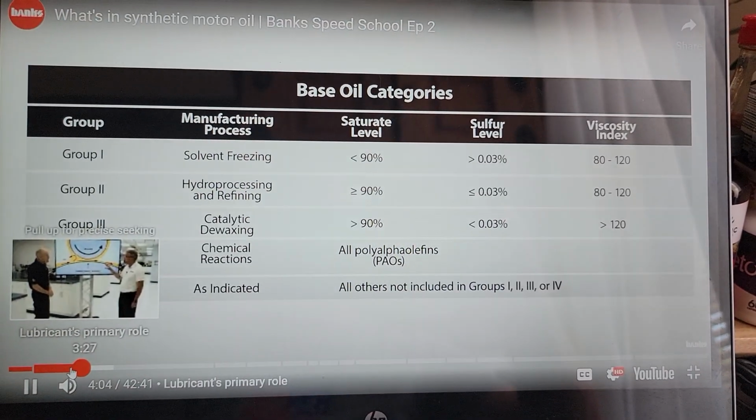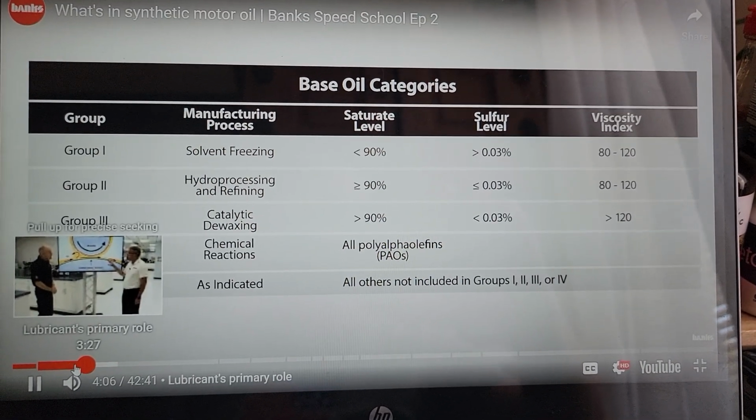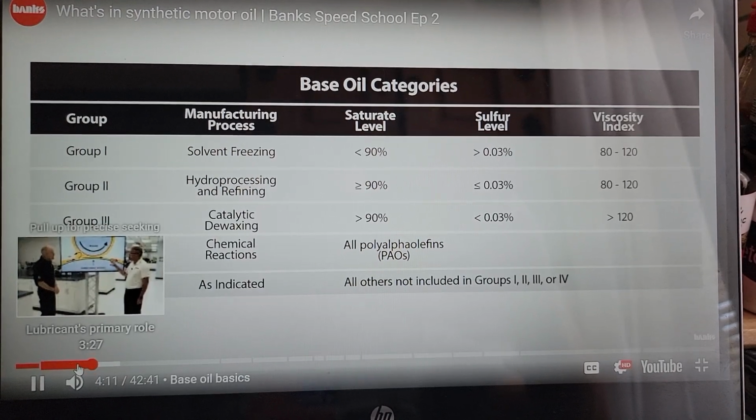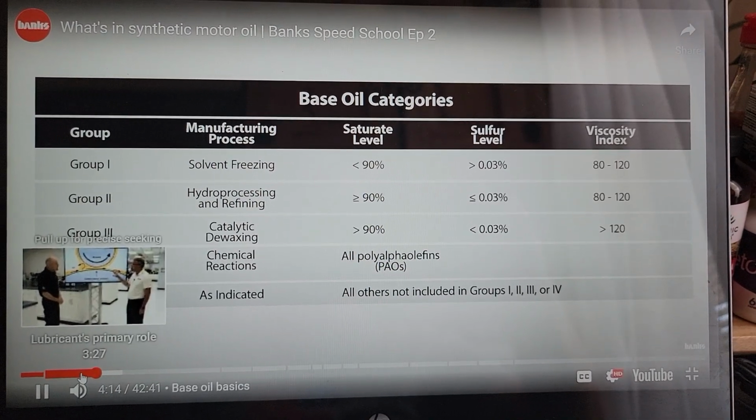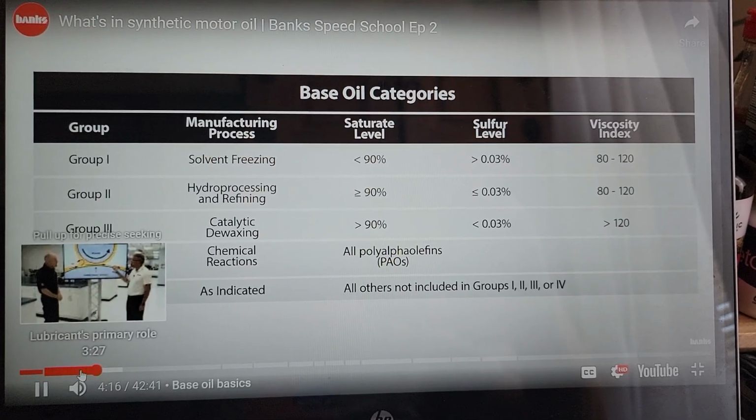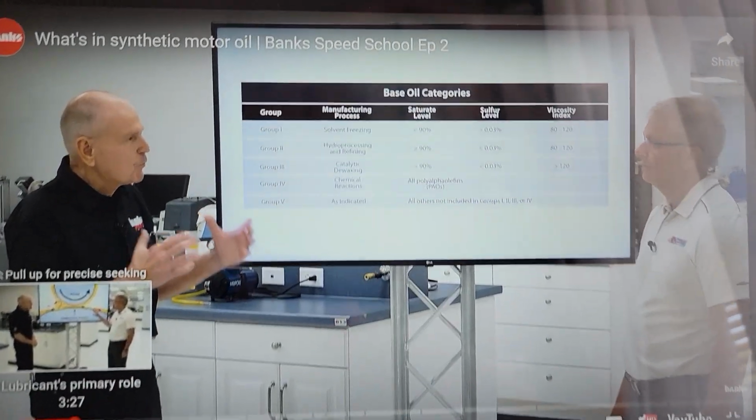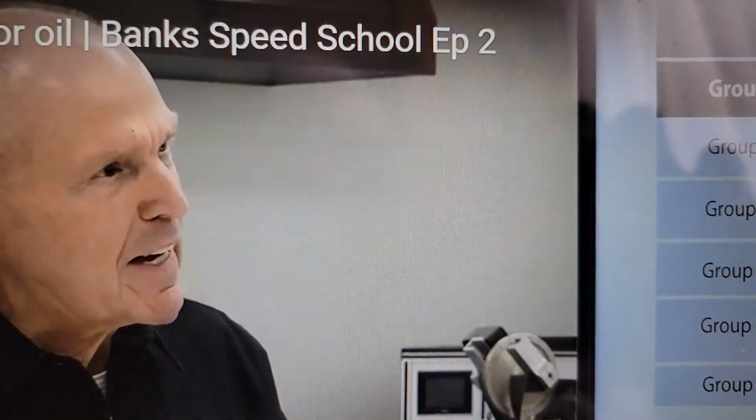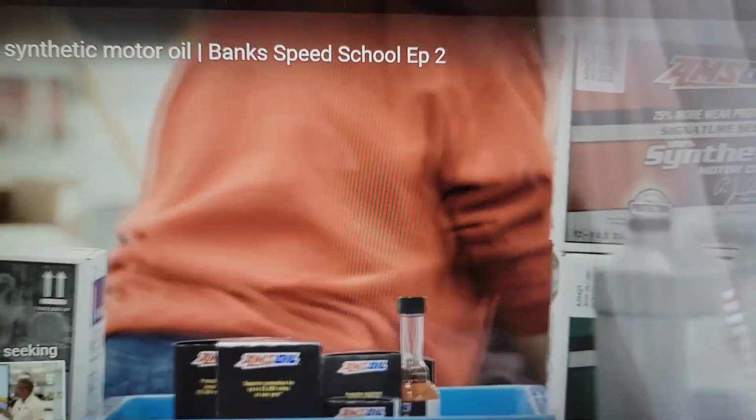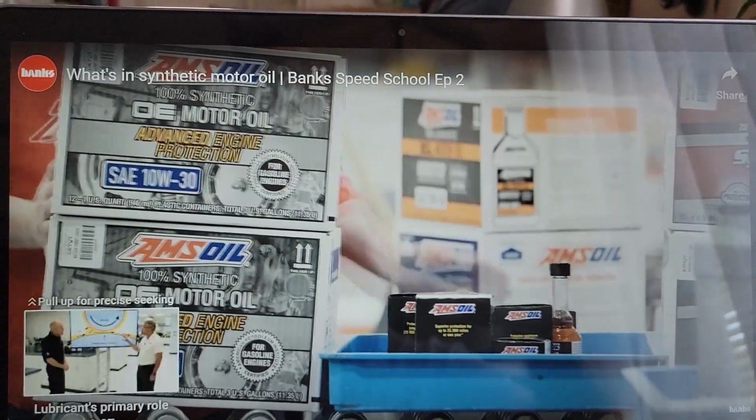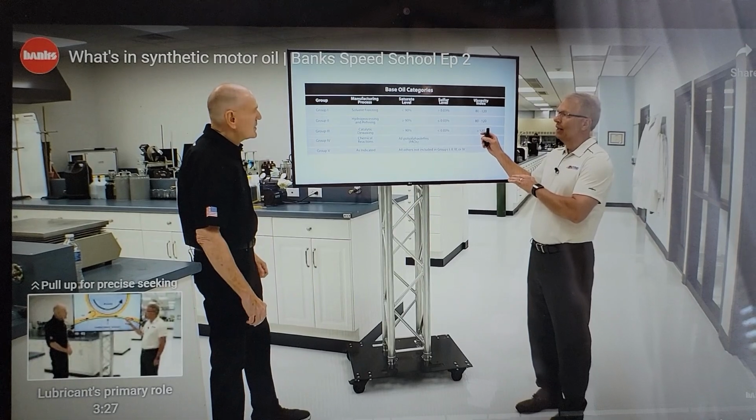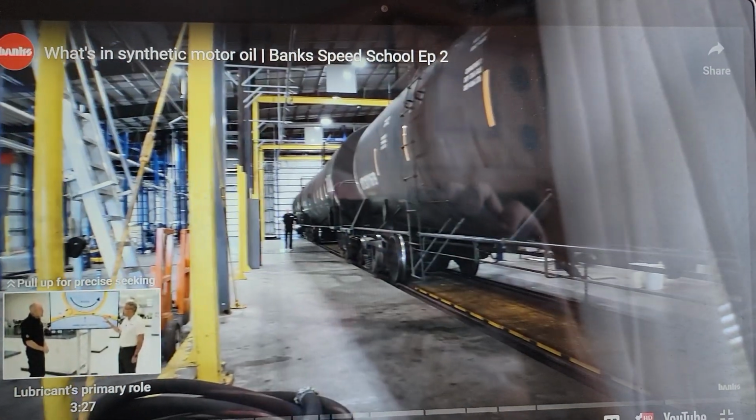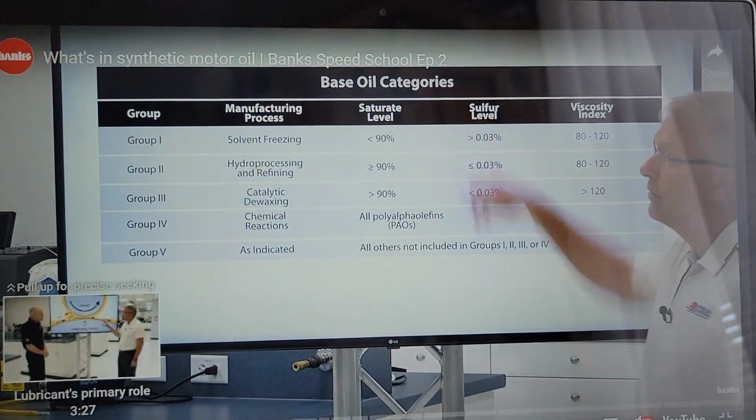All right, the next thing we're going to talk about, I know your viewers are asking about what's the difference between a synthetic and a conventional product. We get that question all the time here at AMSOIL. It says base oil. This is what you start with, and then you package it. In other words, you do the additive blend to do the specified job, which is stated on the box. So we actually saw a lot of these base oils in tankers, out on the tour. So this is just a list of base oil categories.